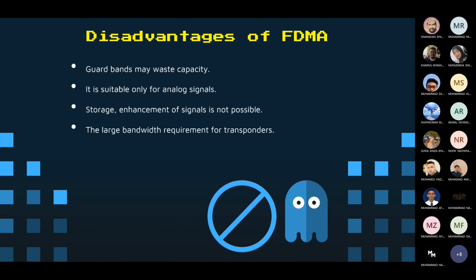The disadvantages: the gap band may waste capacity. It is suitable only for analog signals. Storage enhancement and signal is not possible. And the last, bandwidth requirement for transponders. Now I will proceed to Izzuddin.